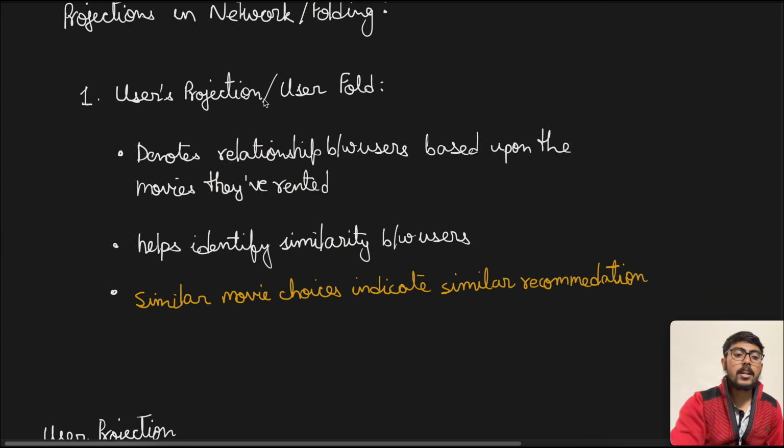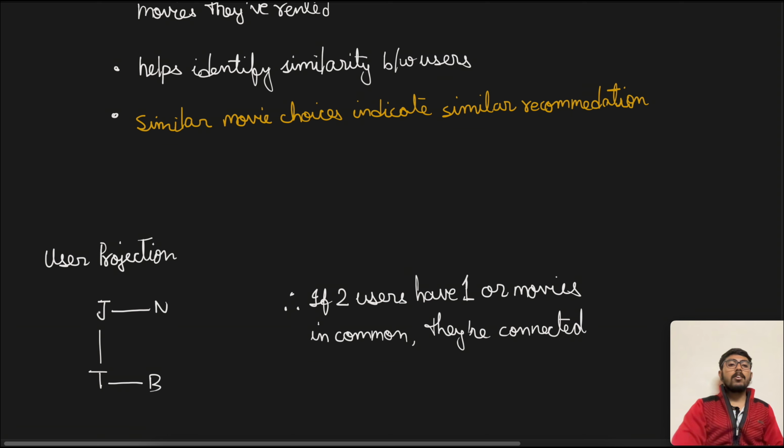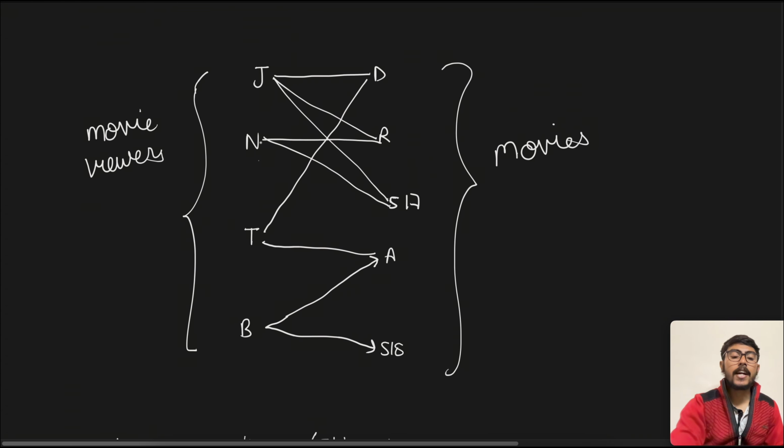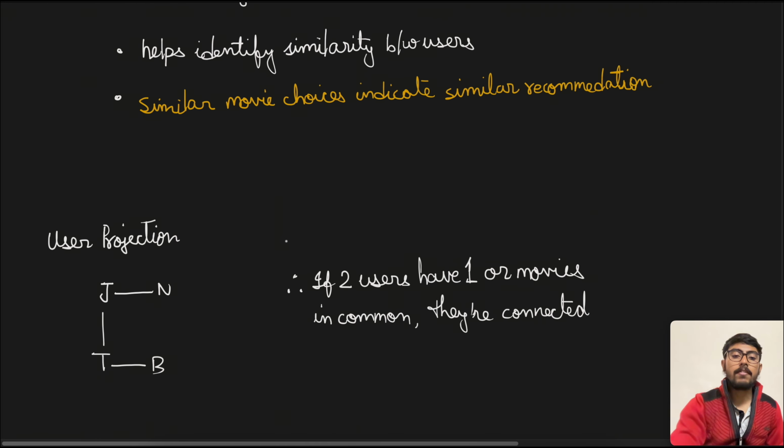So similarly, we will have a graph for this one. You see that J, that is Jack, is connected to Nick. Jack is also connected to T, that is Tom, and then T is connected to Ben. What I have used here is that if two users have one or more movies in common, then they are connected in the graph. So if we go above, we see that Jack and Nick are connected. Tom and Jack are also connected. Ben and Tom are connected. Right? So that's why we have this particular graph for user projection.